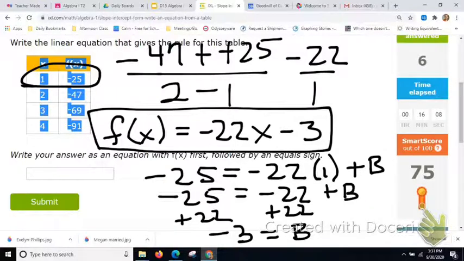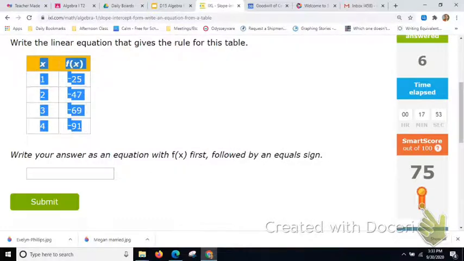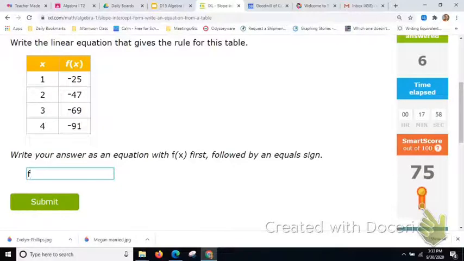So again, very much like finding the equation from 2 points. Just now, you're given 4 points. You choose whichever 2 you want. Still find the slope. Find the b, and when you write the equation, we're going to use f of x instead of y. Negative 22x minus 3. So f of x is equal to negative 22x minus 3.